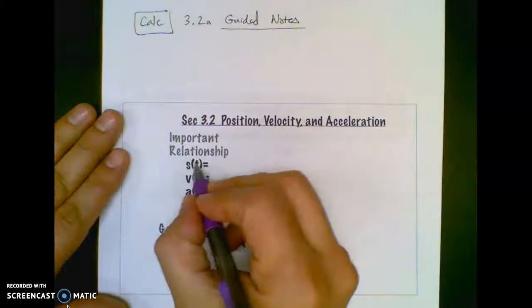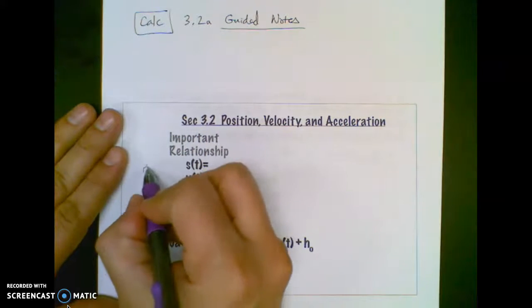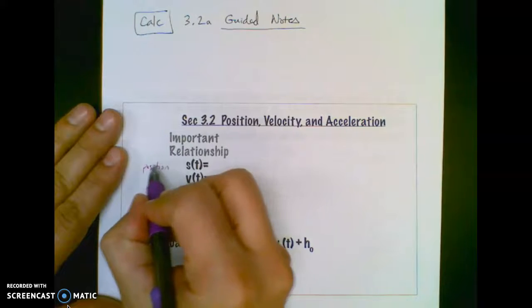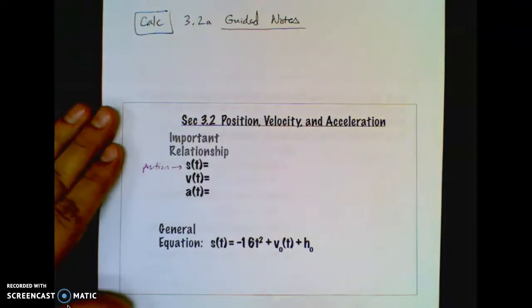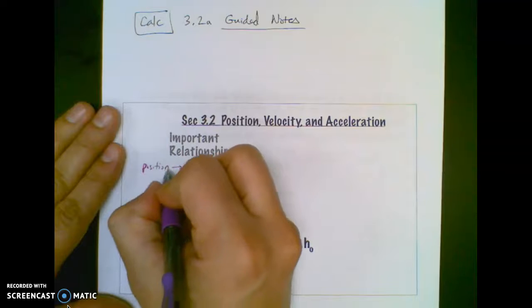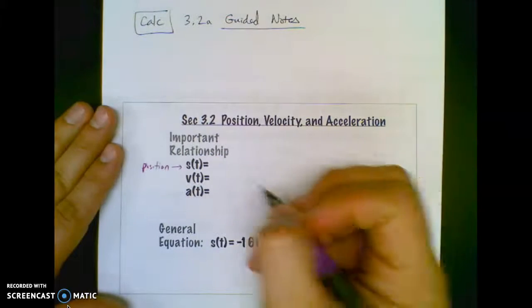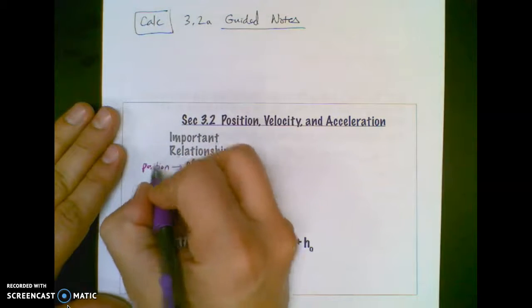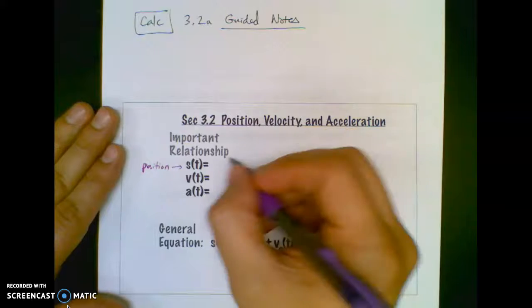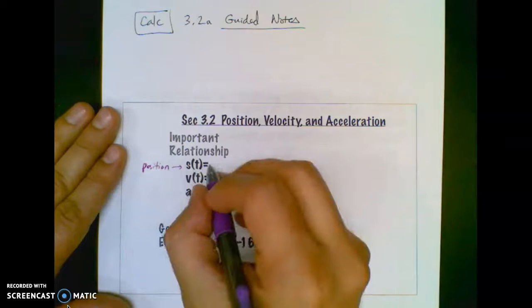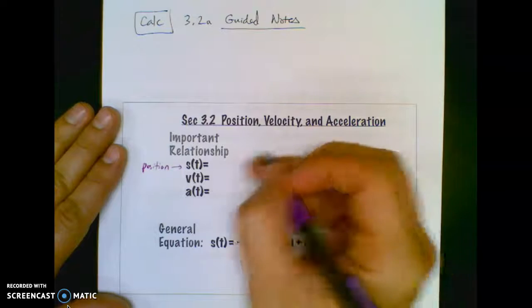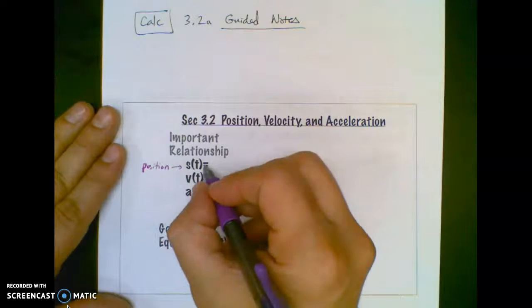So here's the important relationship. If this is your position equation, s of t is what we usually use for it. It's different in different classes. Physics sometimes uses x, sometimes uses d for distance, h for height. Sometimes we use s. So anyway, your position, that's like measured in meters or feet or something like that, right? A distance.